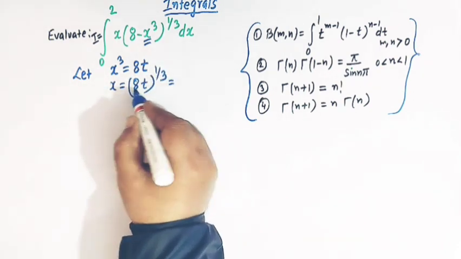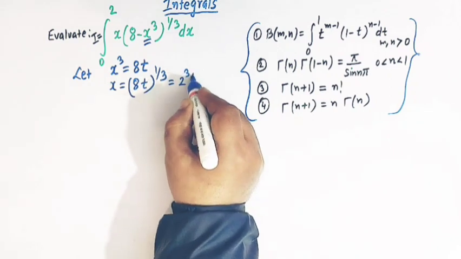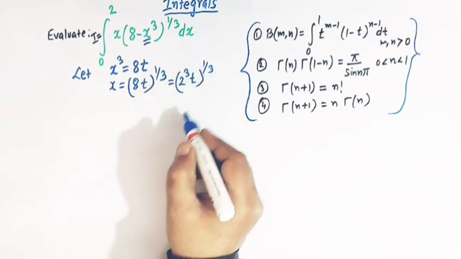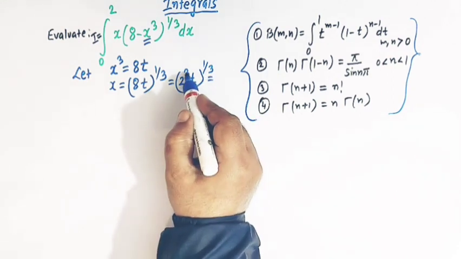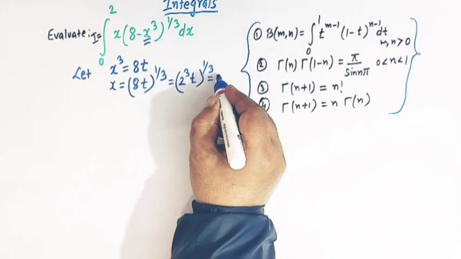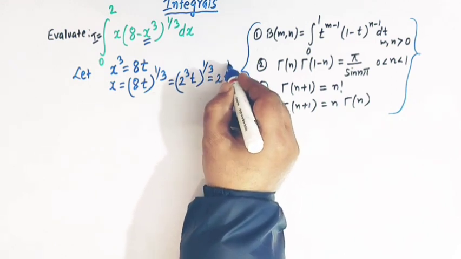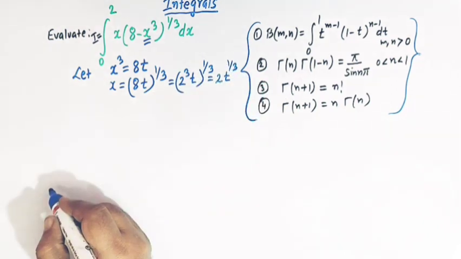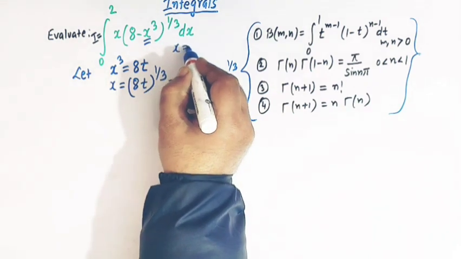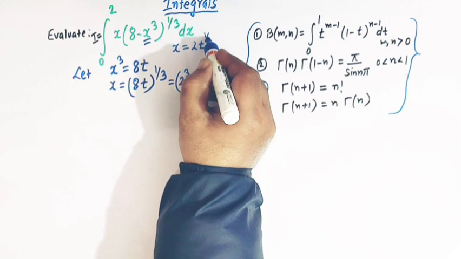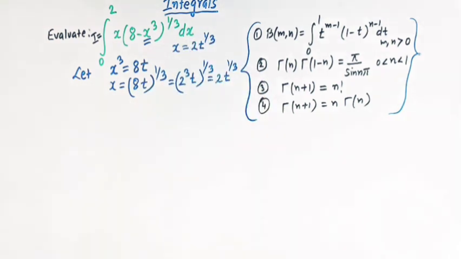Now 8 can be written as 2 cube, and here we have t, raised to 1 over 3. So now we can cancel this 3 and 3. So we have 2, and then we have t raised to 1 over 3, right? So x is equal to 2t raised to 1 over 3.